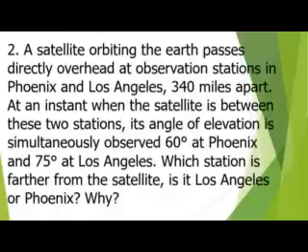Assignment number 2. A satellite orbiting the Earth passes directly overhead at observation stations in Phoenix and Los Angeles, 340 miles apart. At an instant when the satellite is between these two stations, its angle of elevation is simultaneously observed to be 60 degrees at Phoenix and 75 degrees at Los Angeles. Which station is farther from the satellite? Is it Los Angeles or Phoenix? Why?